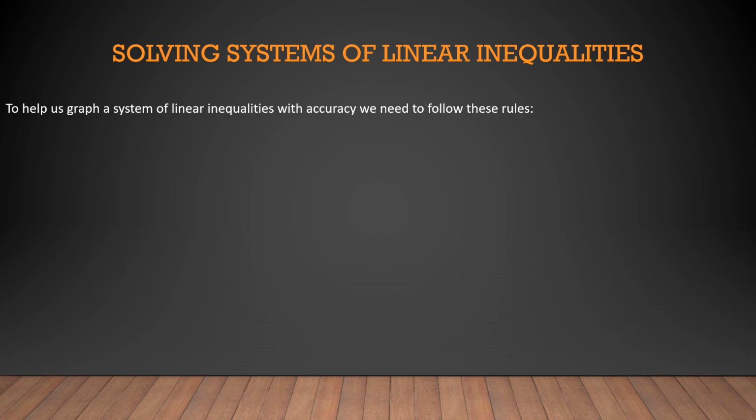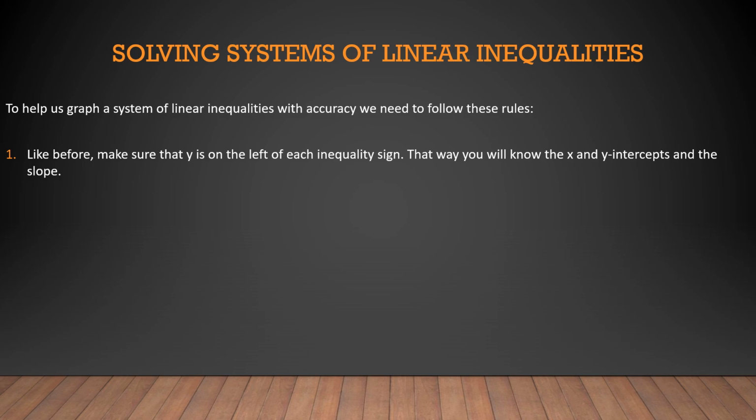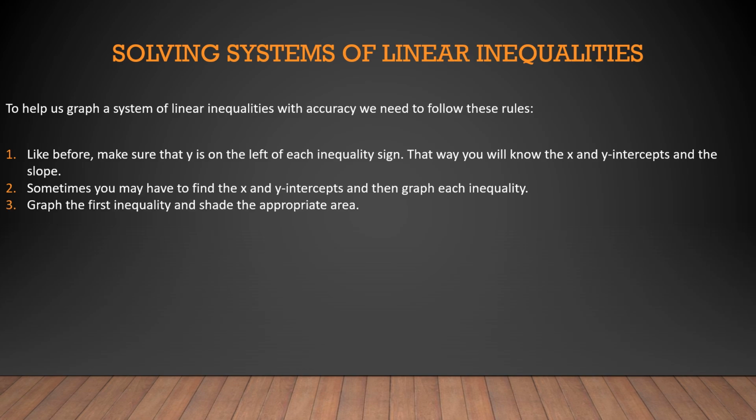To help us graph a system of linear inequalities with accuracy, we need to follow these rules. 1. Like before, make sure that y is on the left of each inequality sign. That way you will know the y-intercept and the slope. 2. Sometimes you may have to find the x and y-intercepts and then graph each inequality. 3. Graph the first inequality and shade the appropriate area. 4. Graph the second inequality and shade the appropriate region.